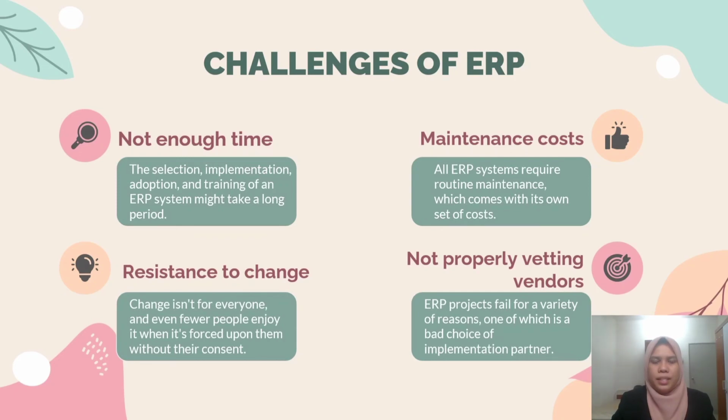Second, maintenance cost. An ERP system requires routine maintenance, which comes with its own set of costs. A successful ERP needs routine maintenance, including system management, human resources, software and infrastructure.